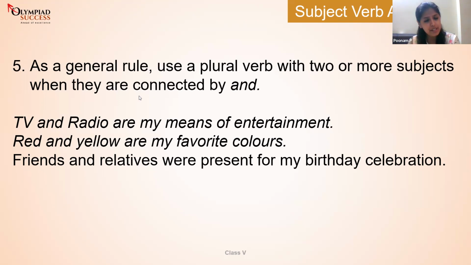Friends and relatives were present for my birthday celebration. If it was only singular, friends or a friend was present. My best friend was present, because it is referring to only a singular subject. Hence, the verb has to be was. Here it's clearly two subjects. Red and yellow, TV and radio.